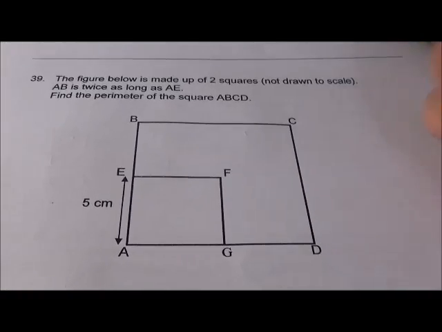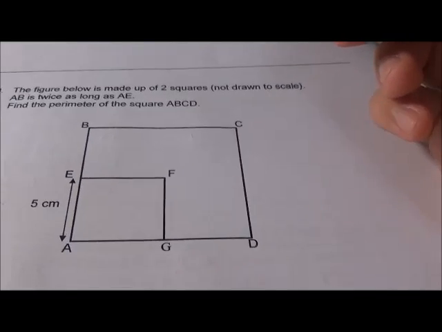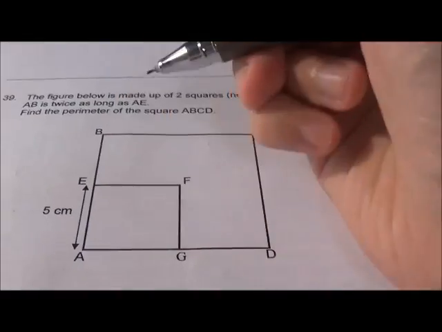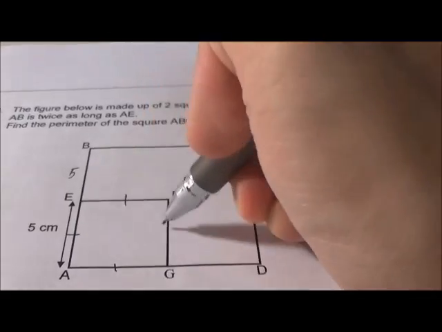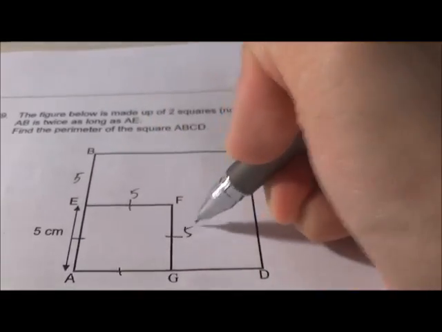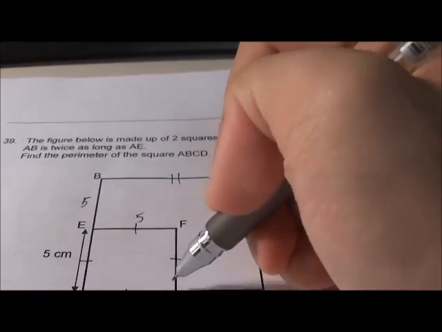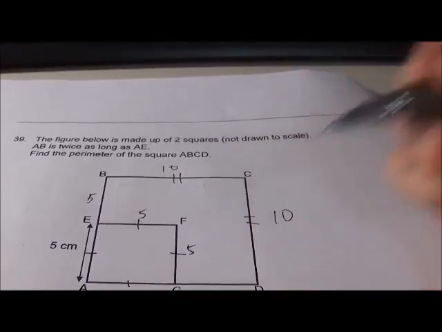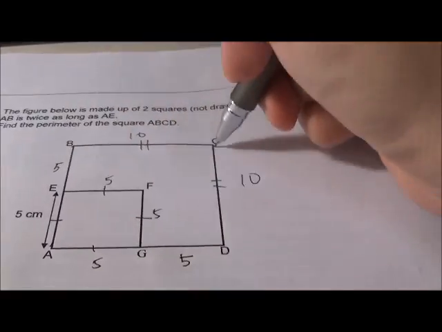Okay, question 39. The figure below is made up of two squares. So AB is twice as long as AE. So which means AB is actually 10. So here's another 5. Okay, so these four sides are actually equal. So this will be 5, 5, 5. This side is equal to this side is equal to the longer end. Here will be 10, 10, and here is actually 5, 5. The perimeter of ABCD.